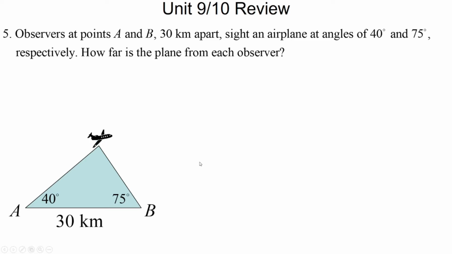There we go. All right, so that's what they've given me. Now, how far is the plane from each observer? Well, we're going to have to find this distance and this distance with some trigonometry right here. And now, remember this too. Do you have enough information in this diagram right here to find this angle up here? So, angle, side, angle. I see two angles there. I'm going to try to use law of sines.